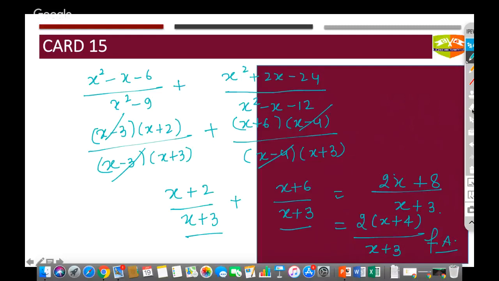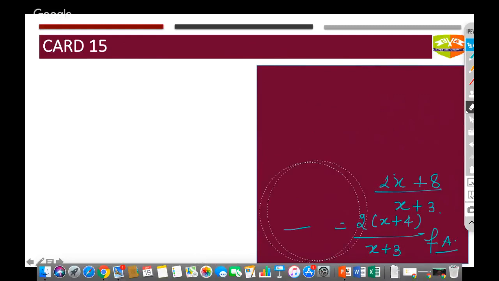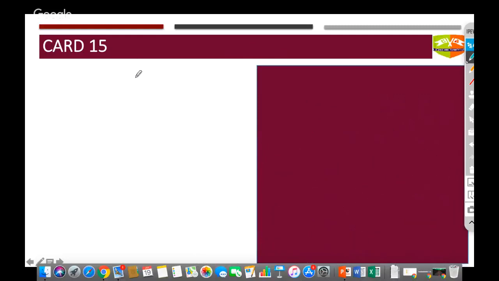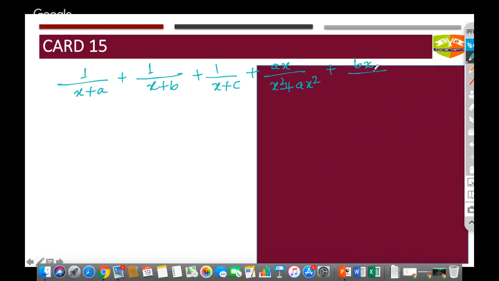Now let me take another question for you. The question is 1 divided by (x plus a) plus 1 divided by (x plus b) plus 1 divided by (x plus c) plus ax divided by (x cube plus ax square) plus bx divided by (x cube plus bx square) plus cx divided by (x cube plus cx square). Now how do you solve this kind of question?